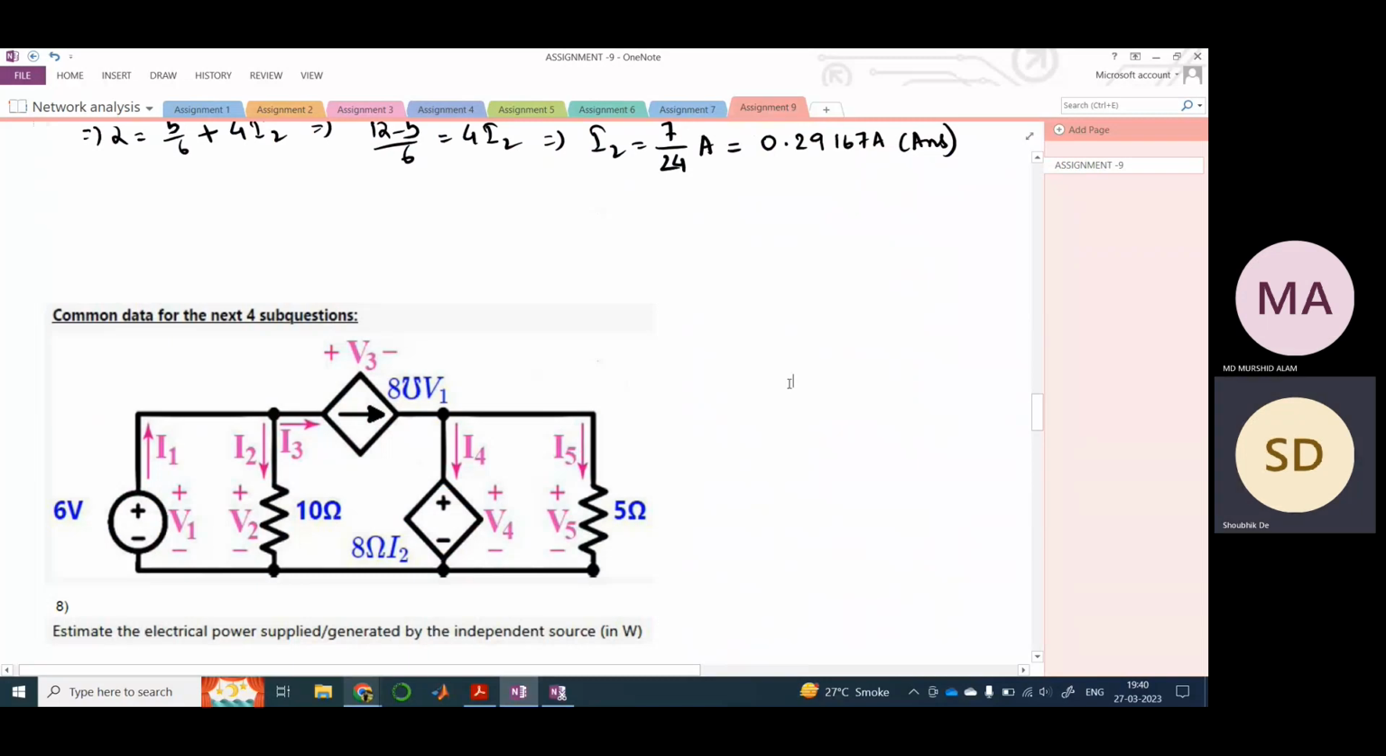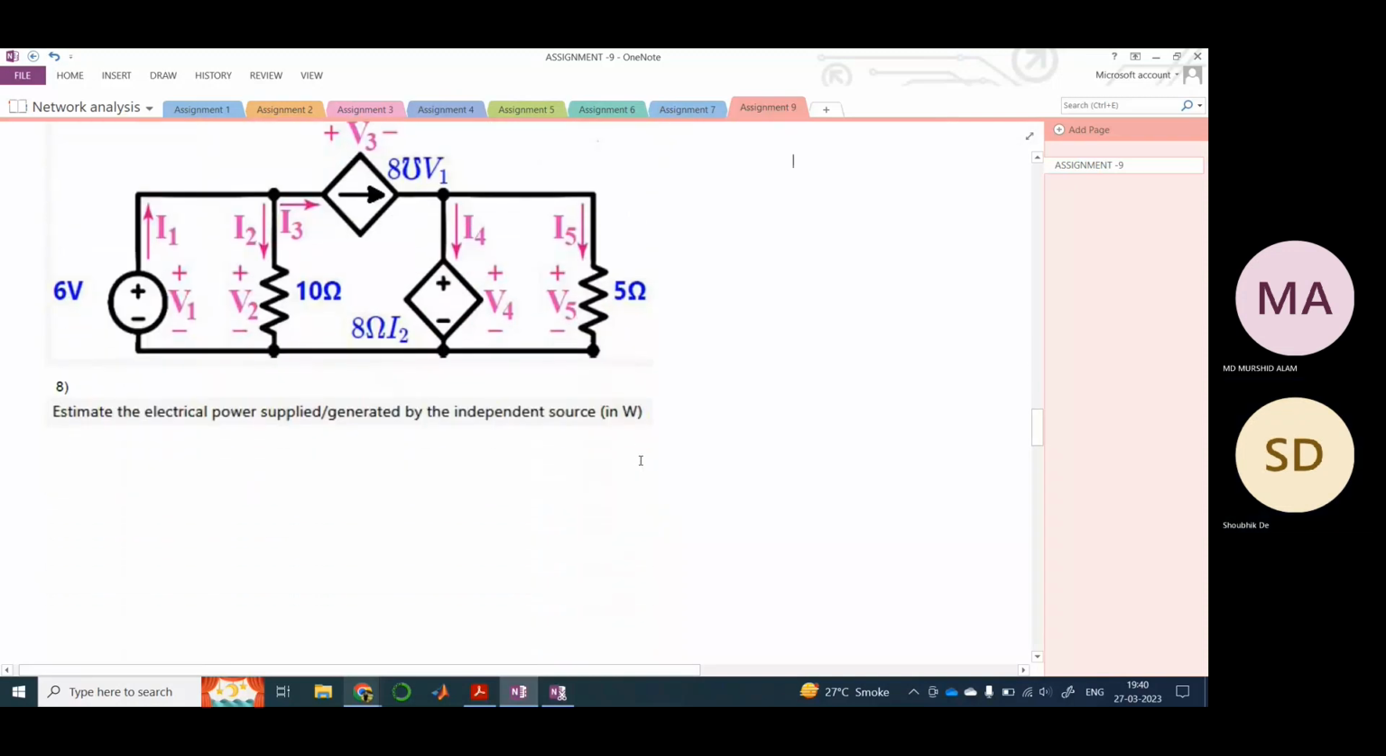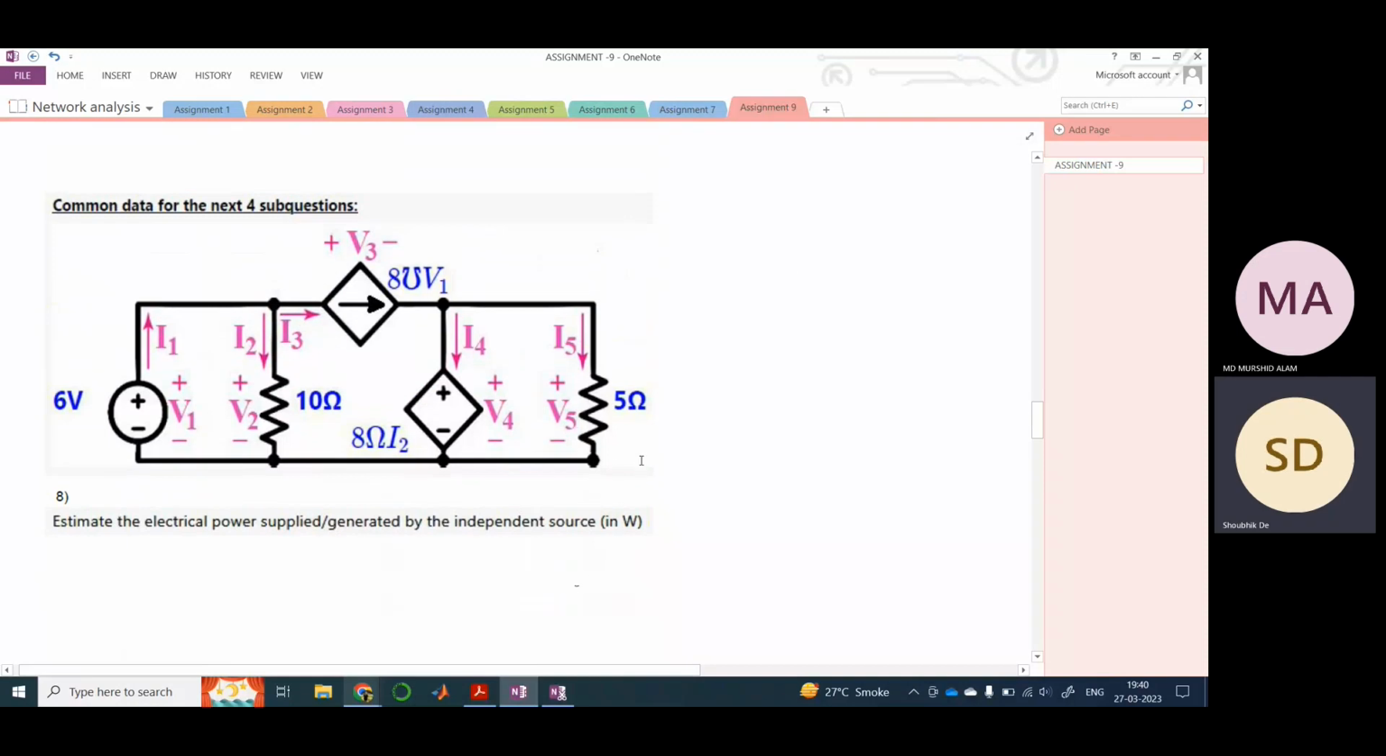Okay, so let us solve the last part and after that we'll quickly wrap up today. We won't solve any extra questions. Okay, so we are given this circuit and they have told us to find out what is the power supplied by the independent source.